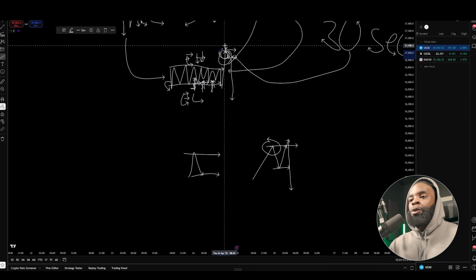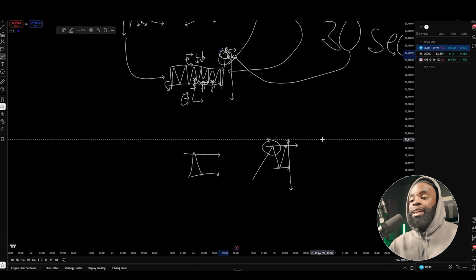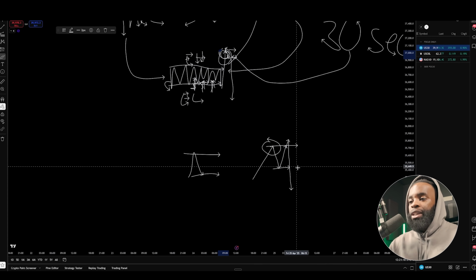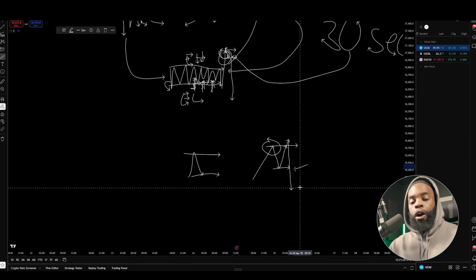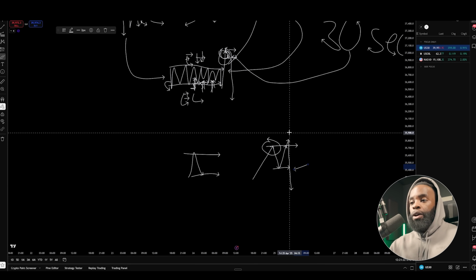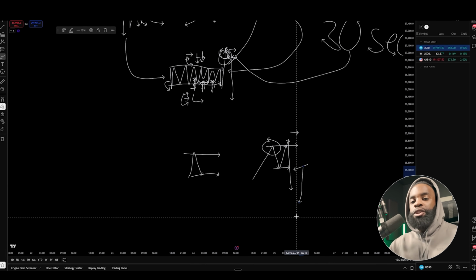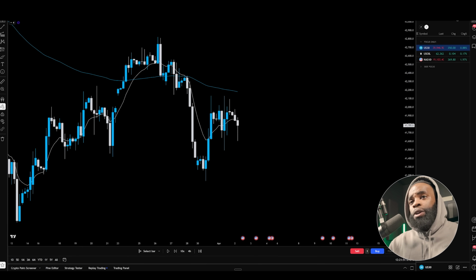We then use that tool as an entry model off the 30 seconds. We can then enter off of just a breakout, stop loss right about there, and we're in the trade. Let me give you guys a real example of how this looks in the market.